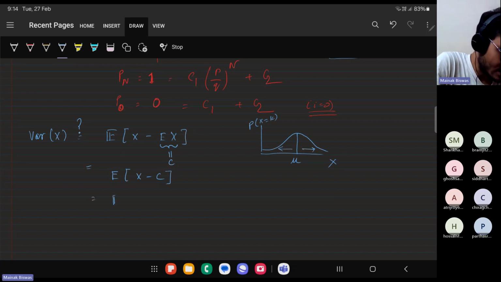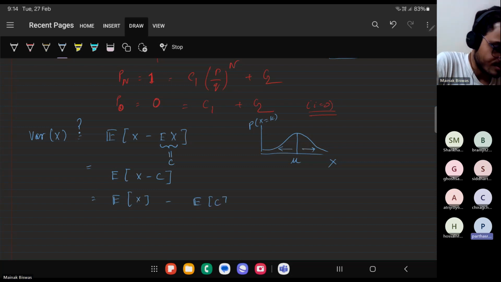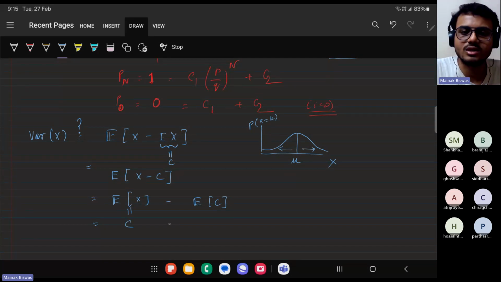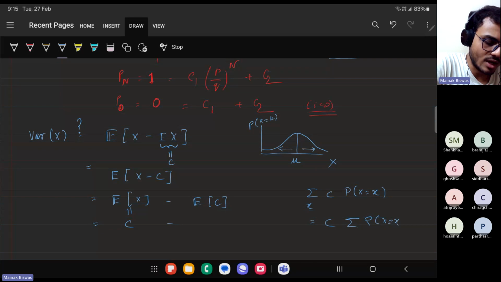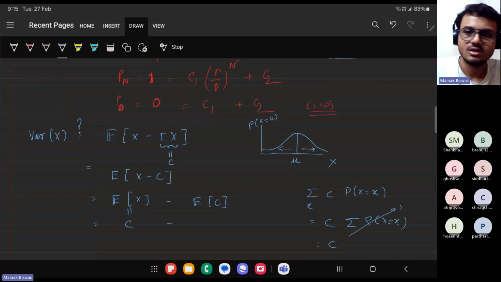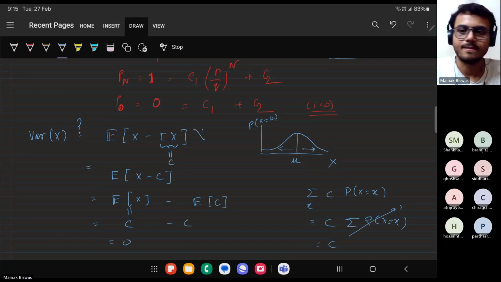Then by linearity of expectation, what is it? Expected value of x minus expected value of c. What does it mean? This is again c. And what is the expected value of a constant, a function that is always constant? c times probability of x equal to x, for all x, c will take out. The sum of probability of x equal to x is equal to 1, by the law of total probability, which is c. So c minus c is 0. It is always 0. So we cannot define it this way.